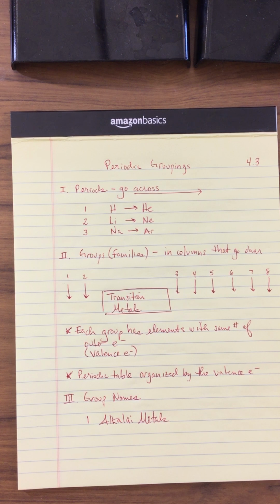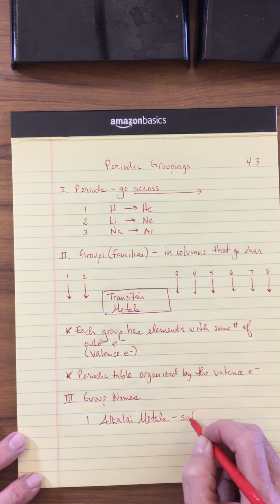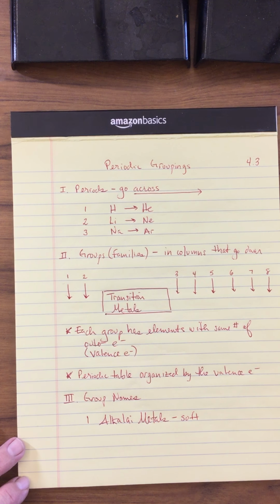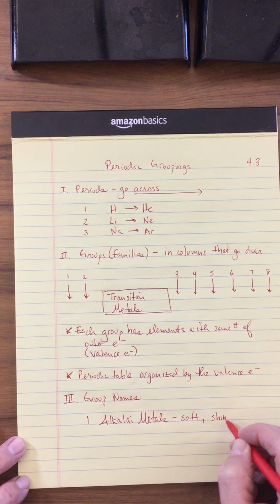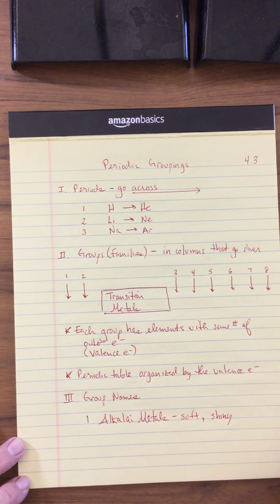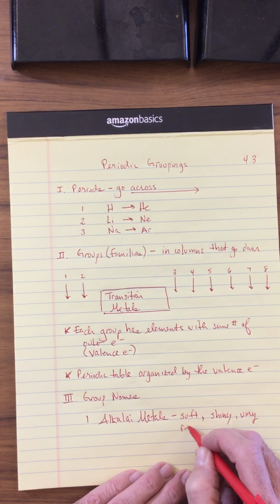Some characteristics of alkali metals: these are not like your copper or your silver or your gold. Those are very, very hard metals. These metals are very soft. You'll see this in the video coming up very soon. They're soft. They're also very shiny. And they're also very reactive.